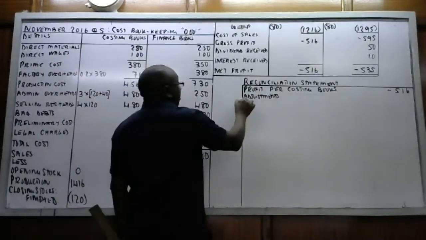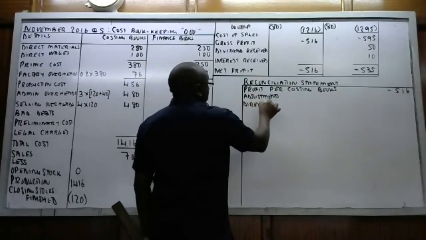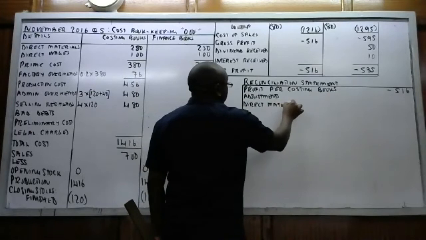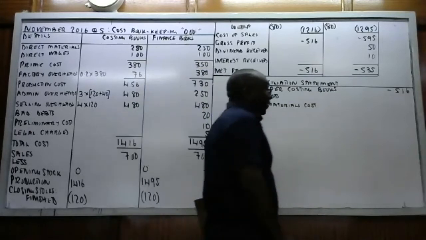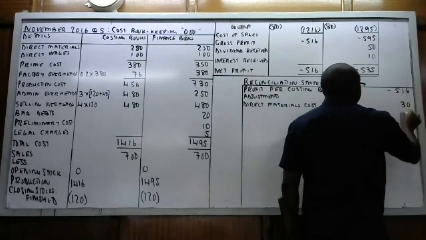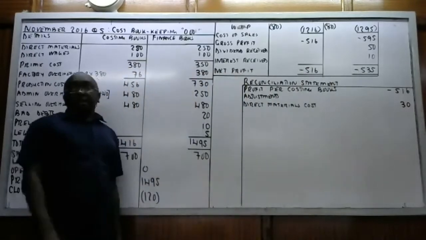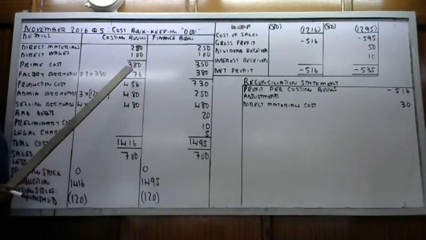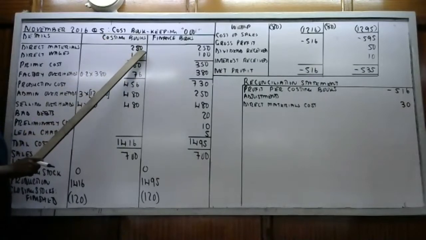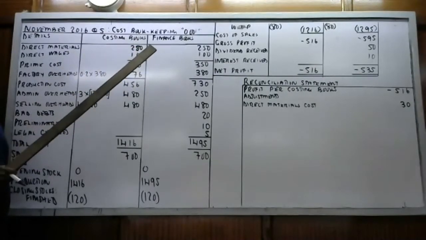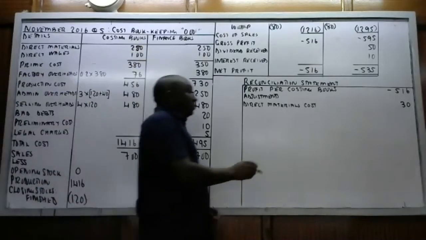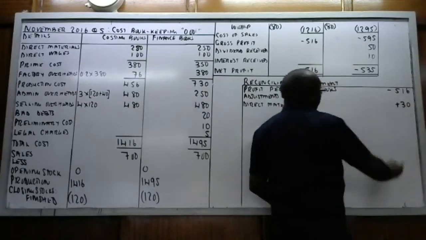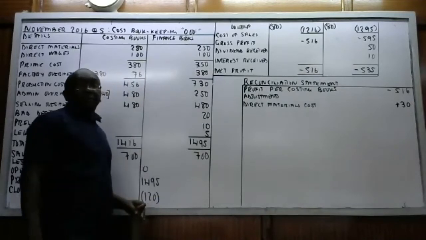So direct materials costs. There is a difference. So we ask ourselves, what did the cost people do? They overstated. And this being an expense, when you overstate an expense, it makes profit go down. So to bring it back, you are supposed to add it back. So we now add. That one we are supposed to add.